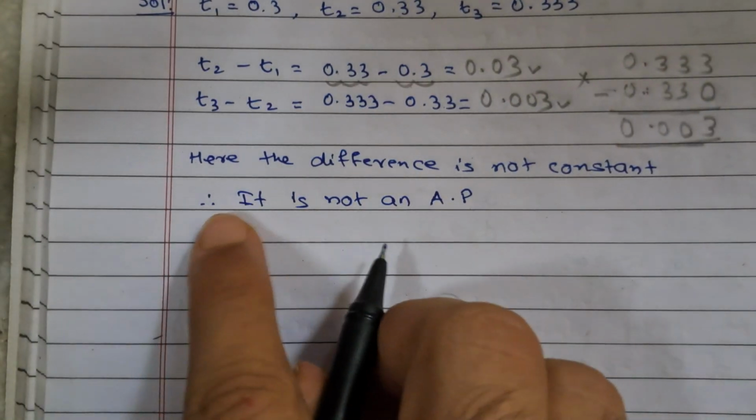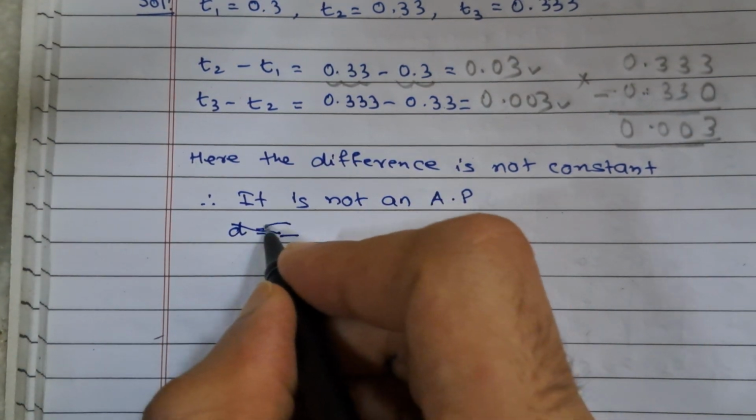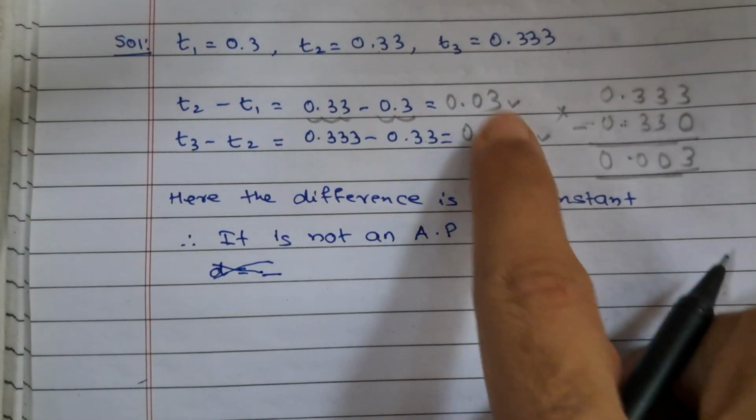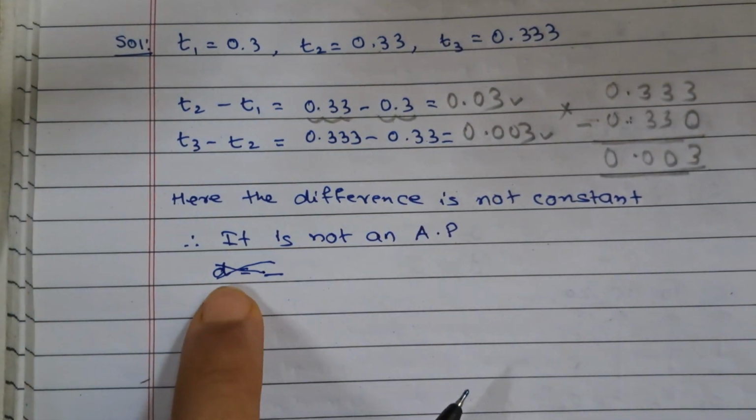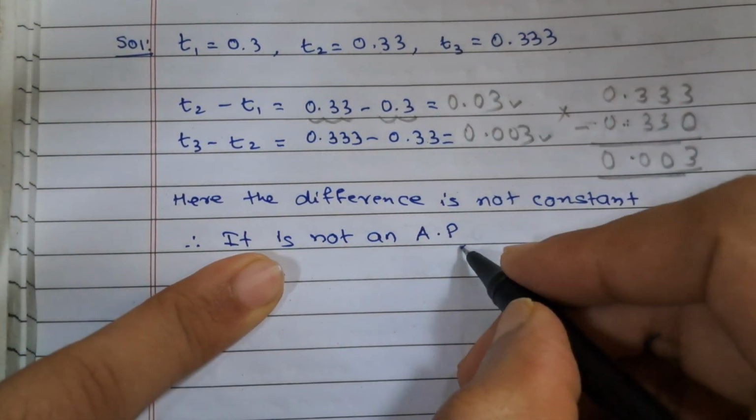Make a note, if it is not an AP, you will not be able to write the answer for D also, right? Why so? Because there is no common difference. All are different, right? So you cannot write an answer for D. So you should end up your answer saying that it is not an AP. That's it.